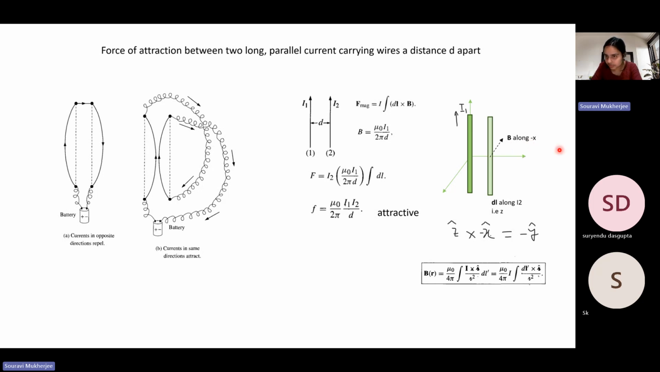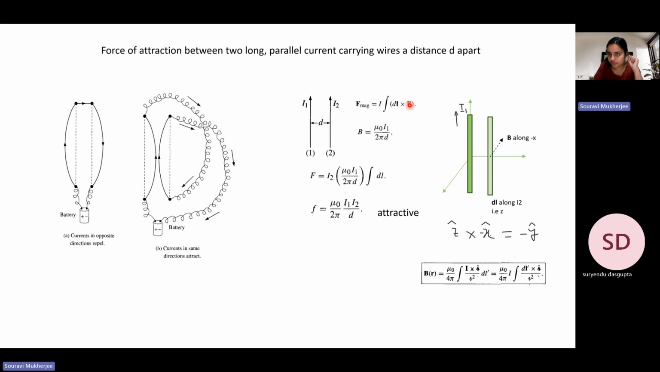Now once you know the field is along minus x, you have to find the direction of the force. So what is dl? dl is the direction of your current carrying wire, and the direction of the field is along minus x. So the cross product is between z and minus x. That gives you the direction along minus y. So this is your direction of force.